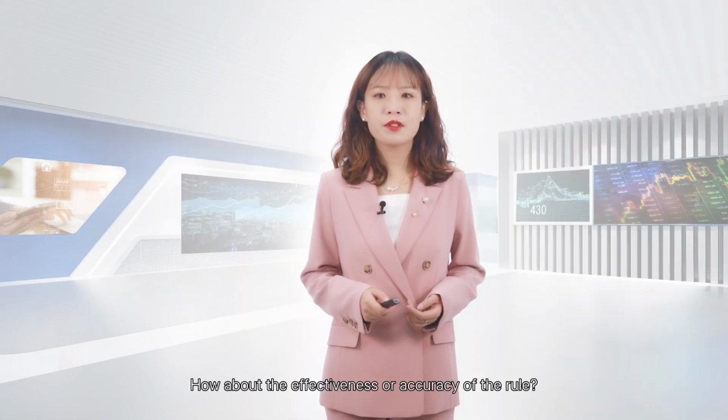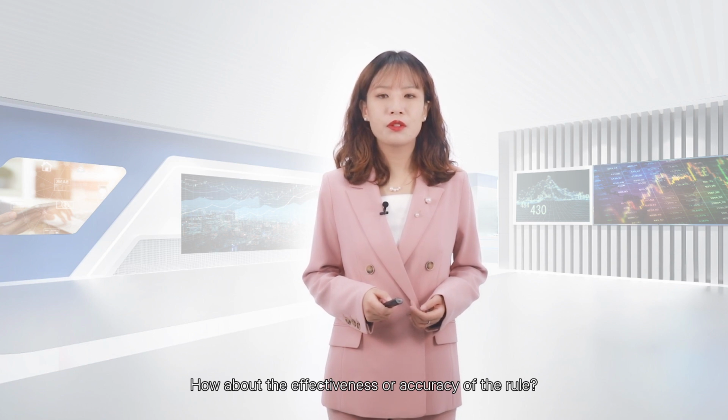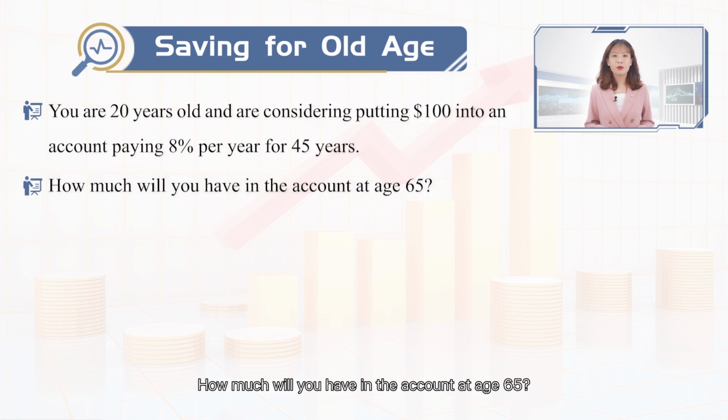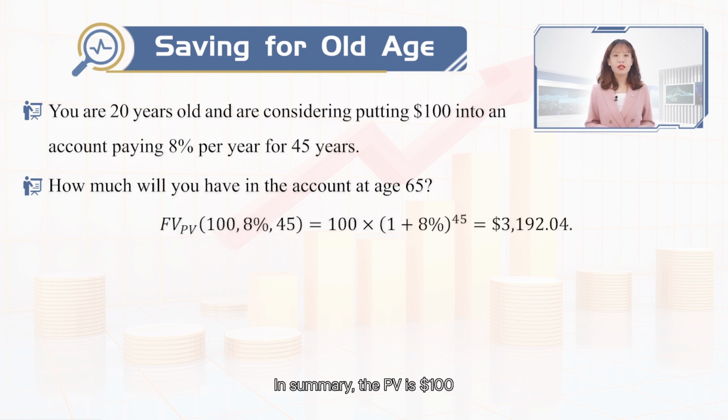How about the effectiveness or accuracy of the rule? Let's discuss it by an example about saving for old age. Suppose that you are 20 years old and are considering putting $100 into an account paying 8% per year for 45 years. How much will you have in the account at age 65? In summary, the PV is $100, the interest rate is 8% per year, and the number of years N is 45.